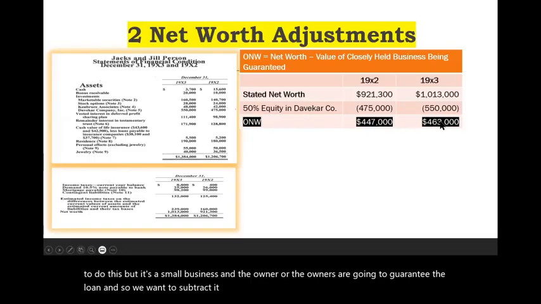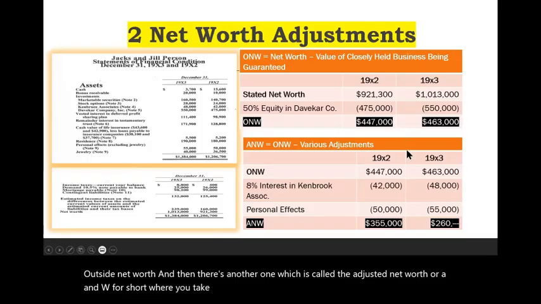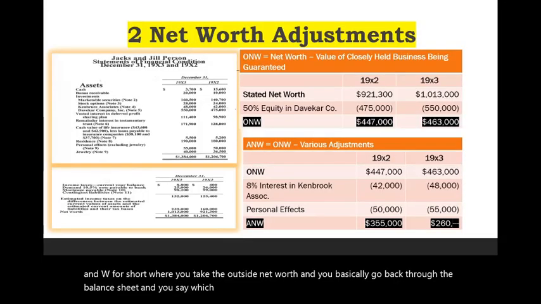So that's the first calculation, the outside net worth. And then there's another one, which is called the adjusted net worth, or ANW for short, where you take the outside net worth and you basically go back through the balance sheet and you say, which of these numbers should I discount? Either eliminate completely or adjust downwards.